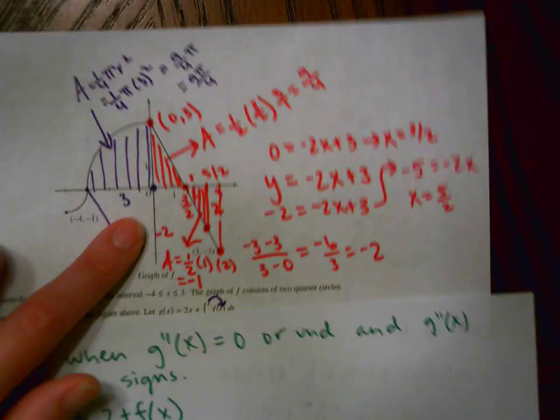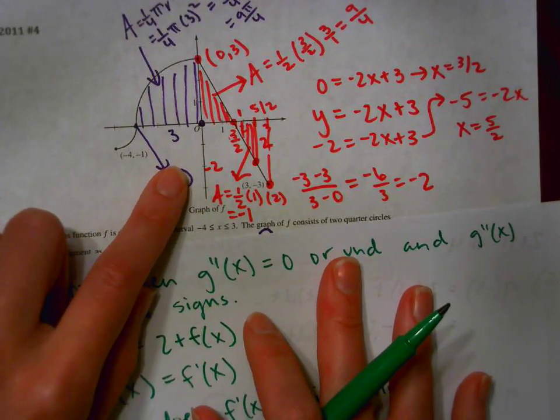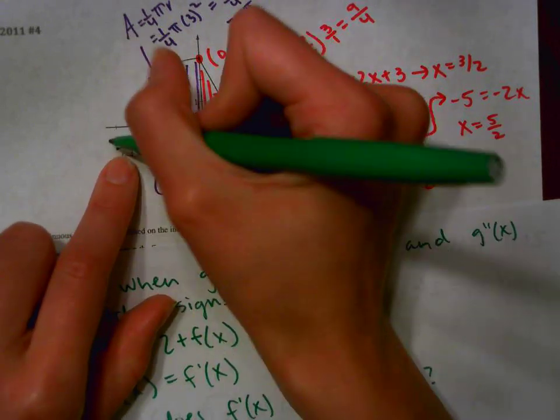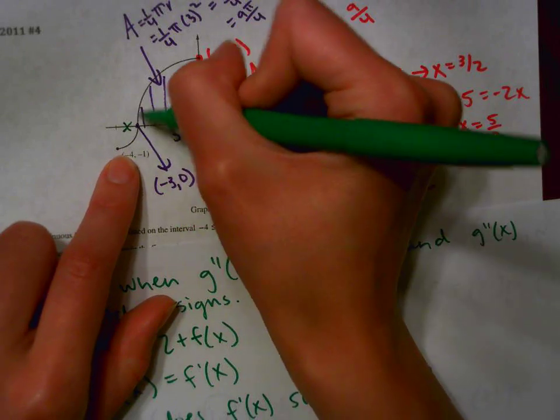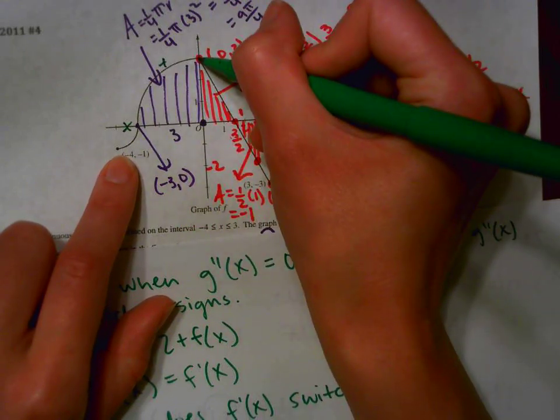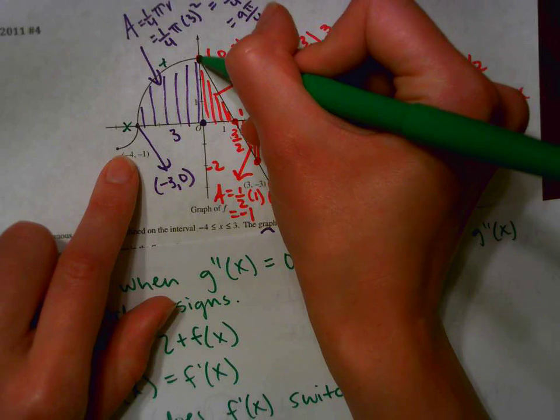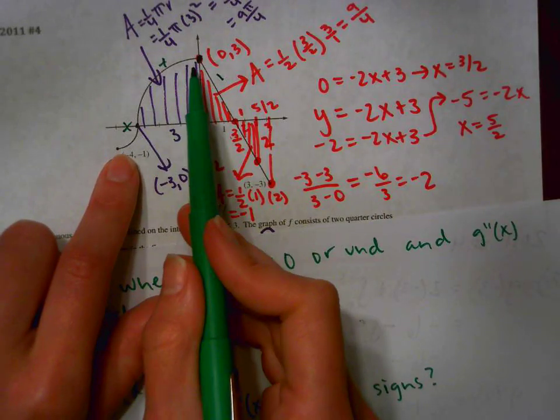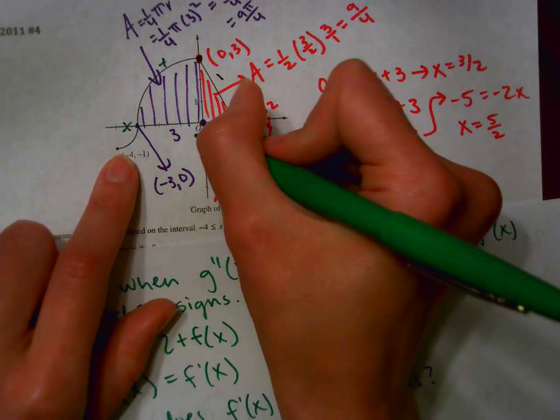So all we have is F, but what do we know? F prime is just the slope. So where does the slope switch on this graph? If we look here, it's still a positive slope, still a positive slope, and then right at this point is going to be where it switches to a negative slope. So F prime is going to switch signs at this X value, at X equals 0.